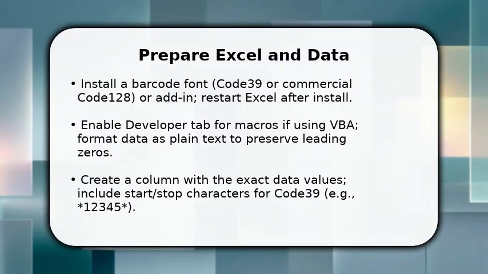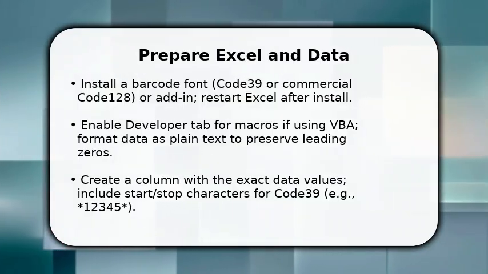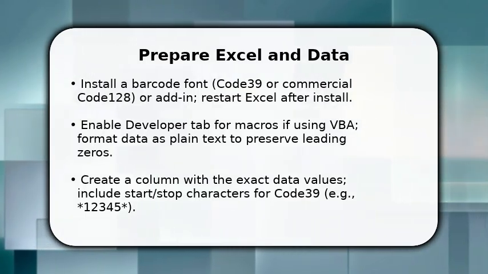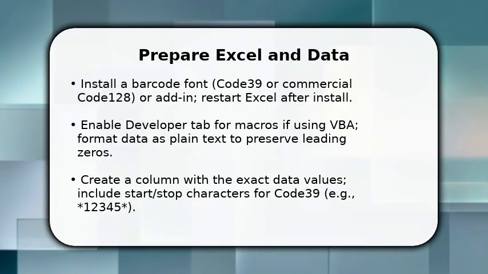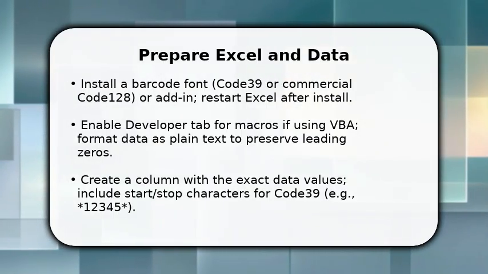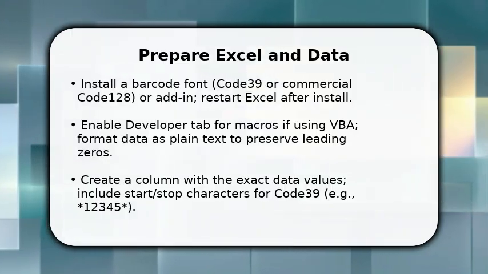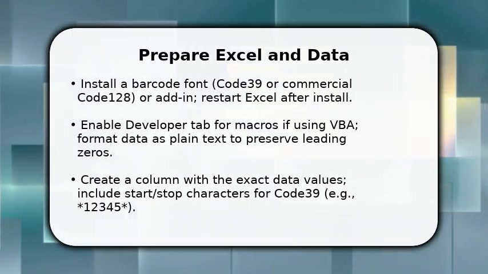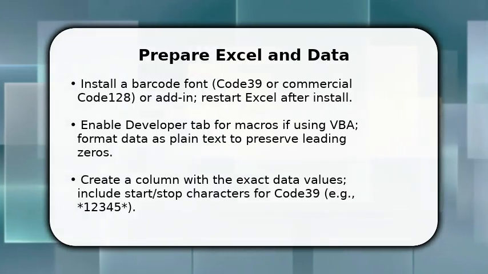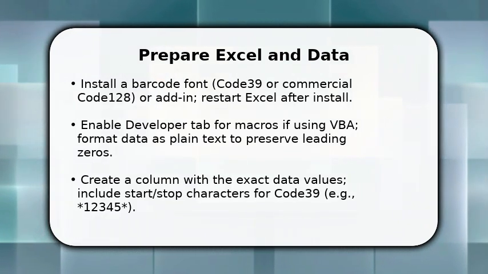You start by ensuring Excel can render barcodes. Install a barcode font like Code 39 or a Code 128 add-in and restart Excel so fonts load. Once done, enable the Developer tab if you plan to use VBA-based encoders. Make sure your data column is stored as text to keep leading zeros intact. Then create a helper column where you wrap values with the required start/stop characters for your barcode type. This is your first actionable step toward generating scannable symbols.